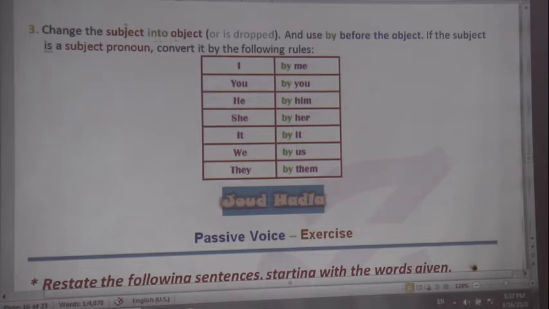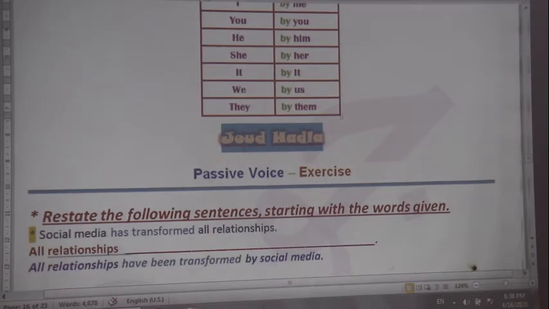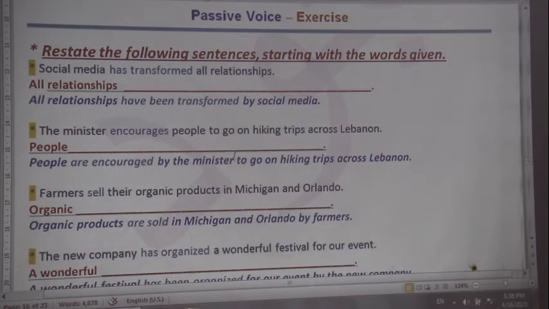So when we have a subject, we use it at the end of the sentence in the passive. And if it is a subject pronoun, as you can see here, it will be changed into an object pronoun, but preceded by the preposition by. So again, if we have a subject pronoun in the introductory sentence, we only need to convert it into an object pronoun preceded by the preposition by. This is everything.